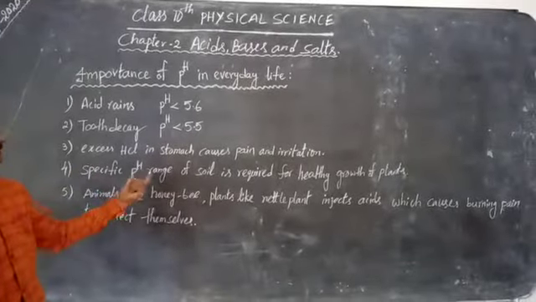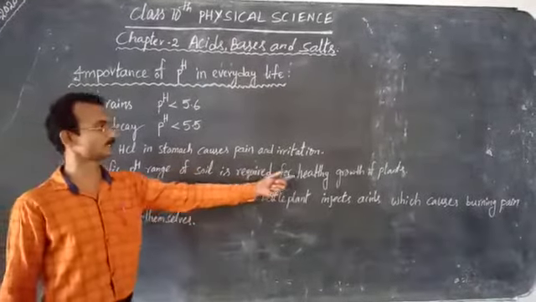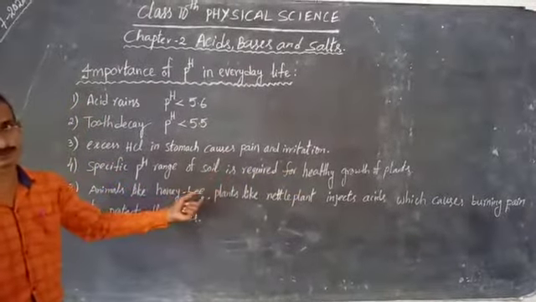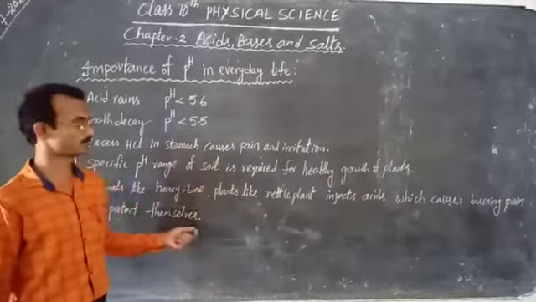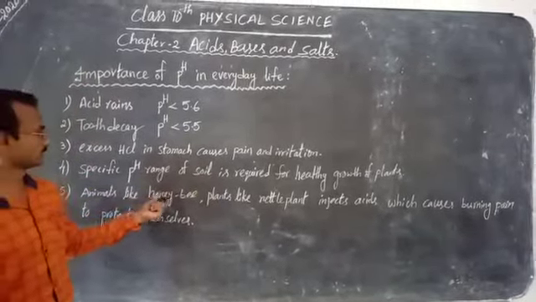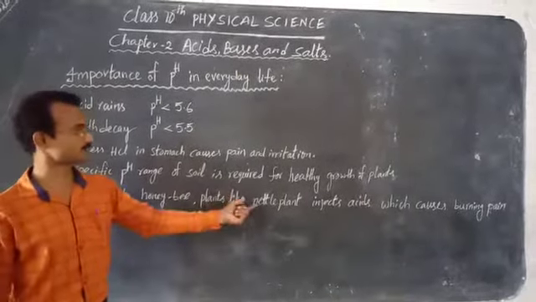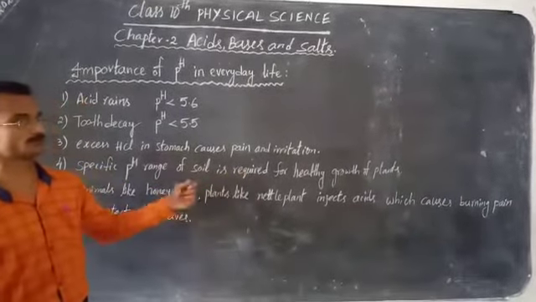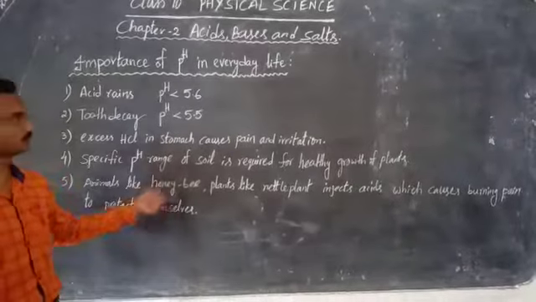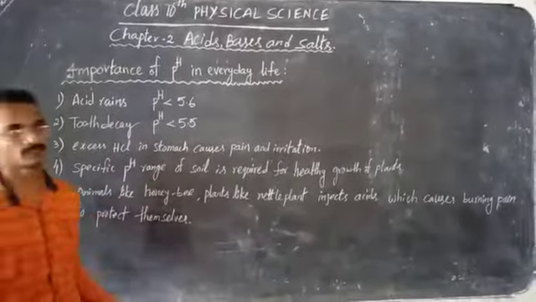And a specific pH range of soil is required for the healthy growth of plants. So we need to test the soil pH values to grow particular types of plants. And finally, animals like honeybees and plants like the nettle plant inject acids which cause burning pain into their enemies to protect themselves. So these are the importance of pH values in our daily life.